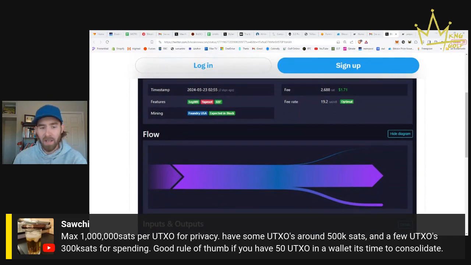Because you can see in every Bitcoin transaction, if you send a Bitcoin transaction, you can go find it on mempool.space. You just copy the transaction ID, paste it into mempool.space, and you'll get the flow of it. You can see the whole breakdown of the transaction.